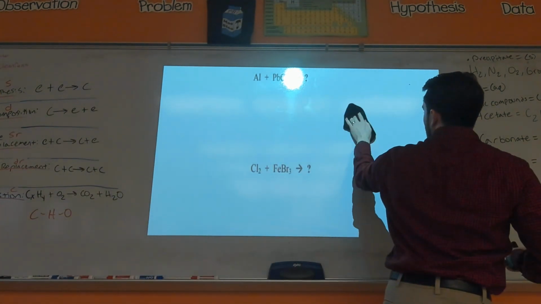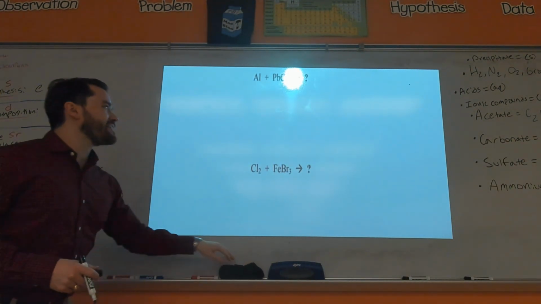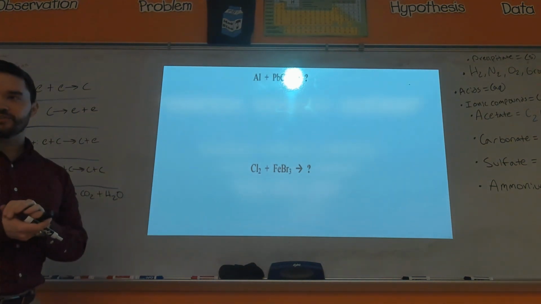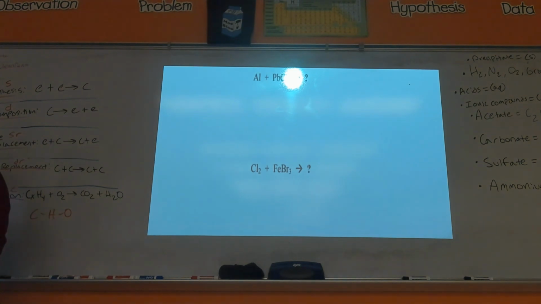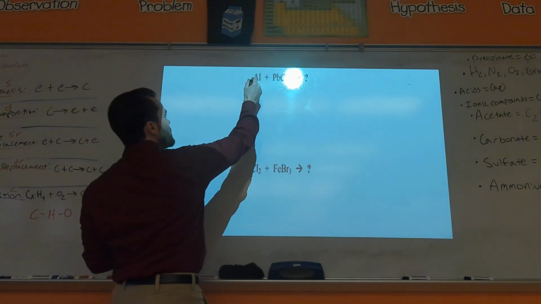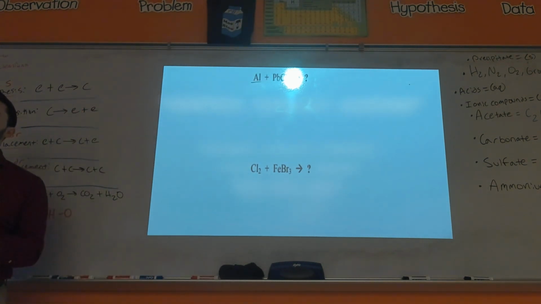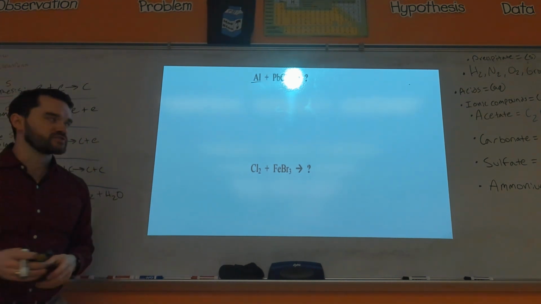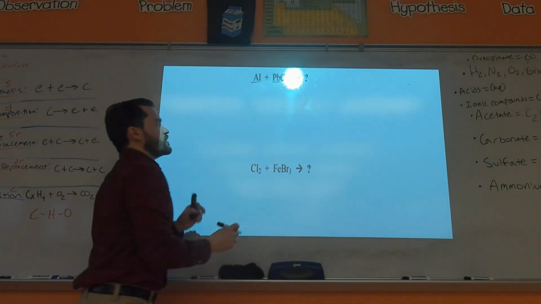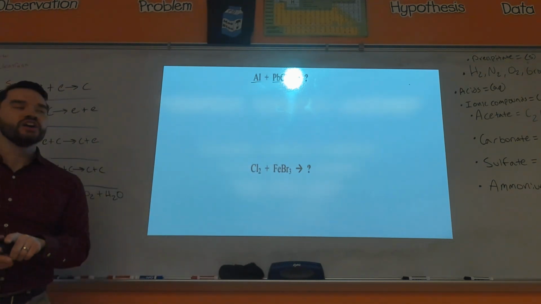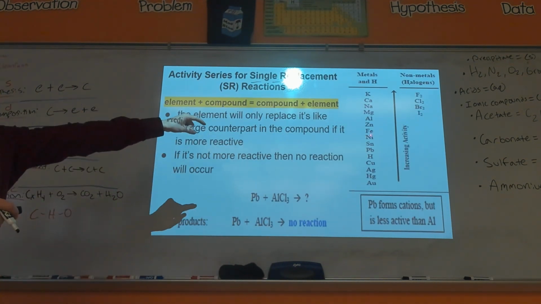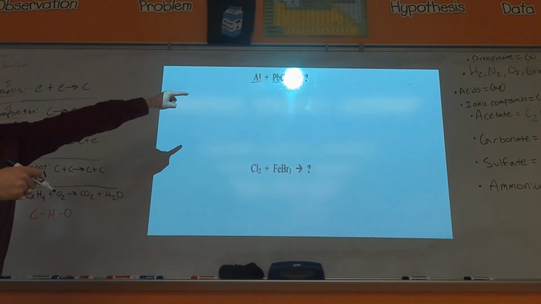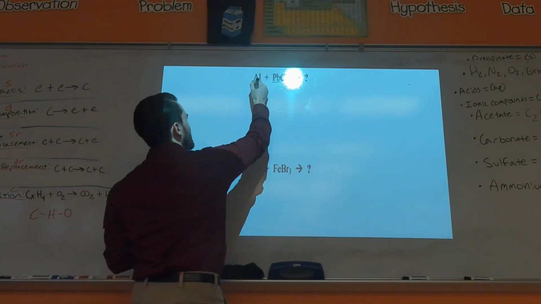Now let's look at two other examples here. So we have really the same problem. You have aluminum plus PbCl2. First question you ask yourself is the thing that the element by itself, in this case aluminum, does that form a positive or a negative charge? Aluminum forms a positive charge, so you're comparing it with the other positive charge, comparing it with lead. Go to your activity series. You have aluminum here, lead there. So aluminum is more reactive than lead.